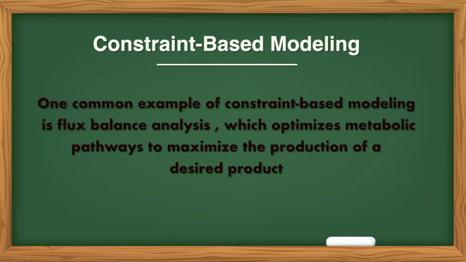Now, one common example of constraint based modeling is flux balance analysis, also called FBA, which optimizes the metabolic pathway to maximize the production of the desired product.